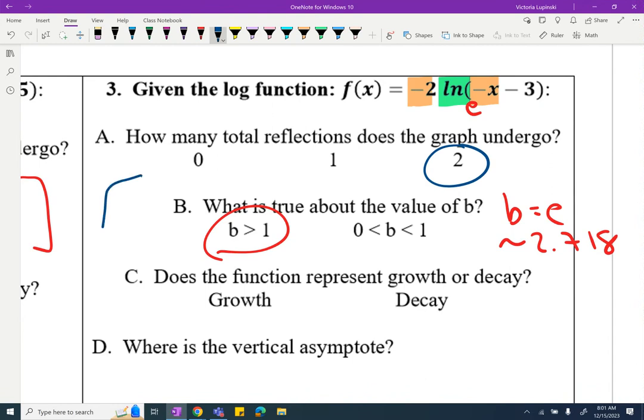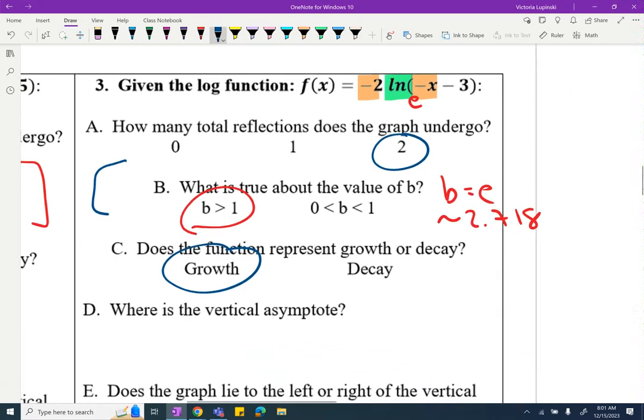To answer question C, compare these two answers. It started as b is greater than 1. That's growth. If there are 2 reflections, what does it wind up as? Growth. Remember, 0 reflections, you stay. 1 reflection, you change. 2 reflections, you stay. So growth became decay, which goes back to growth.